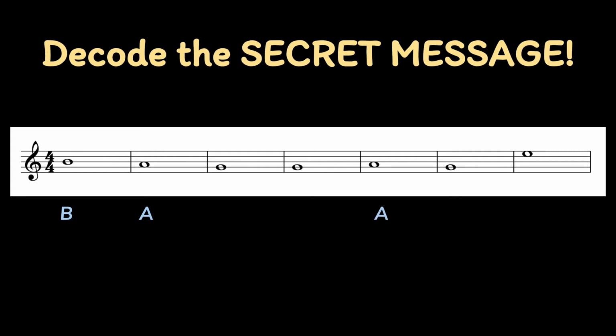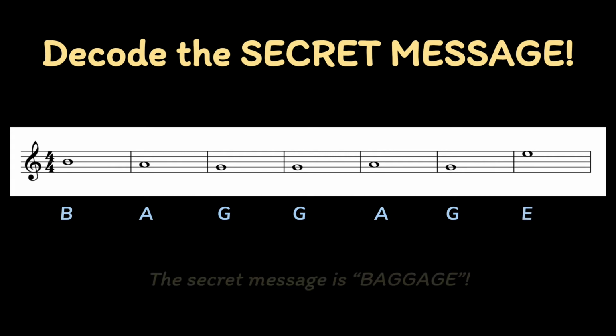What about the third letter? If you said G, you're correct. The next note is also on the same line, so it must also be a G. So is the second to last note of the secret message. What's the final note name? If you said E, you're correct. So it looks like our secret message is baggage.